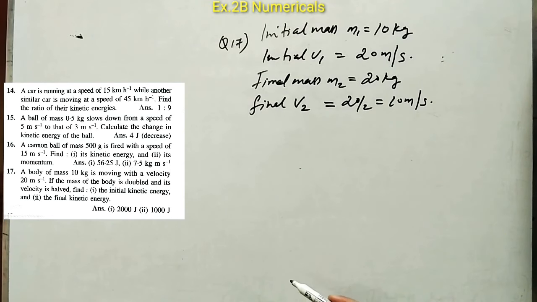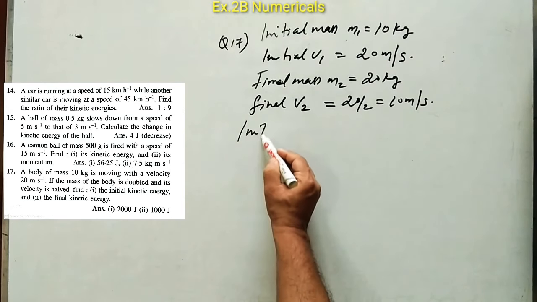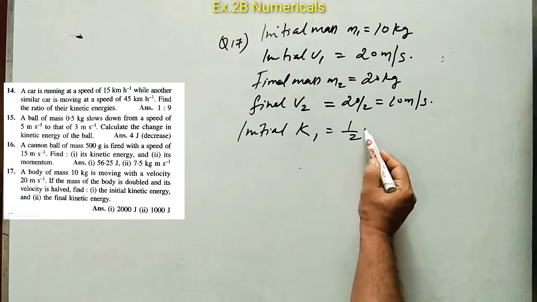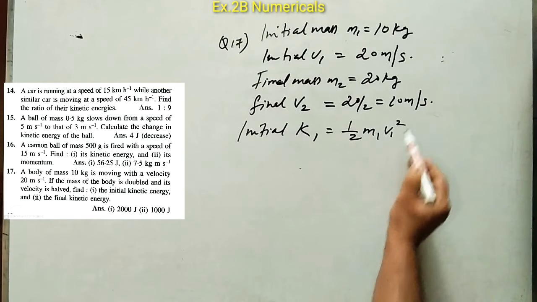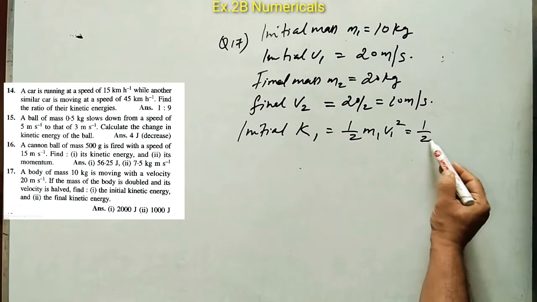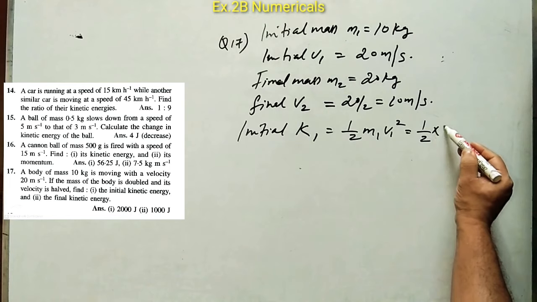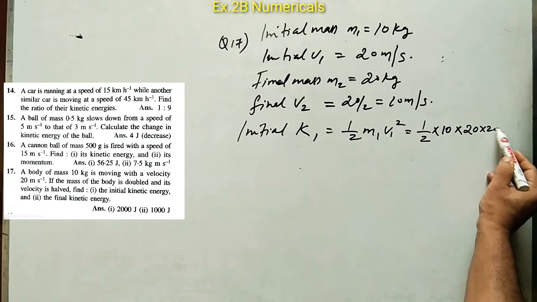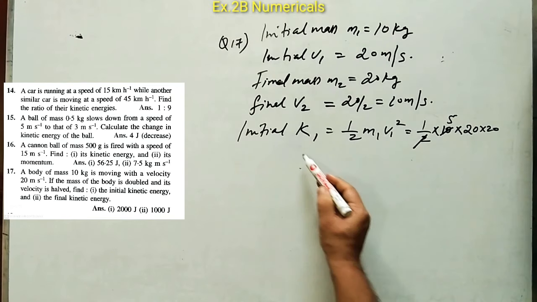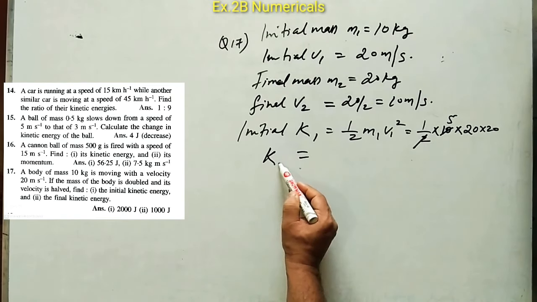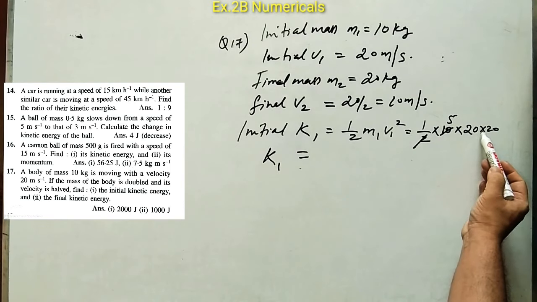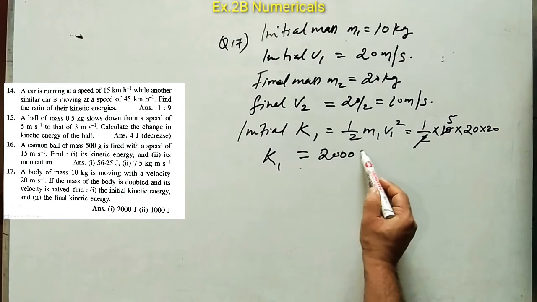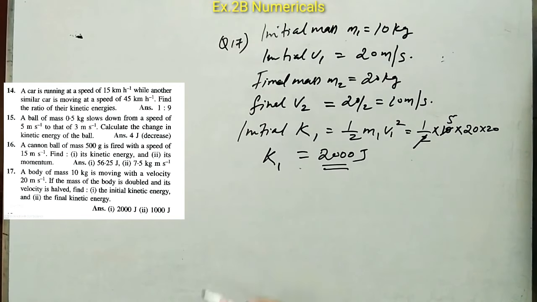So we have to calculate the initial kinetic energy. Initial kinetic energy K1 is equal to half m1 v1 square. So that is equal to 1 by 2 into, what is the initial mass, 10, into v1 square, that is 20 square, 20 into 20. Solve it. We are getting the initial kinetic energy K1 as 400 multiplied by 5, that is 2000 joule. That is the initial kinetic energy.